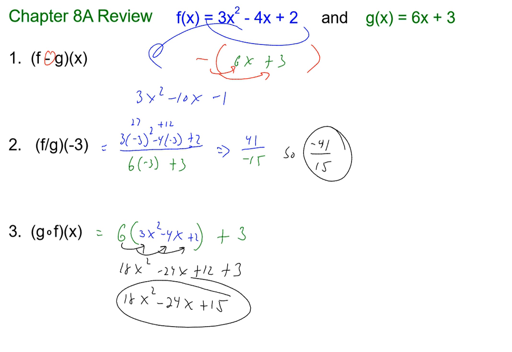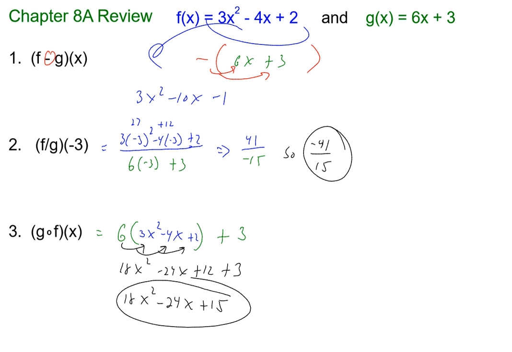Does g composition f equal f composition g? Is it commutative? No. Right? The order matters. If I would have given it the other way, it would have been tougher. You should have gotten 18x squared minus 24x plus 15. How many got that?